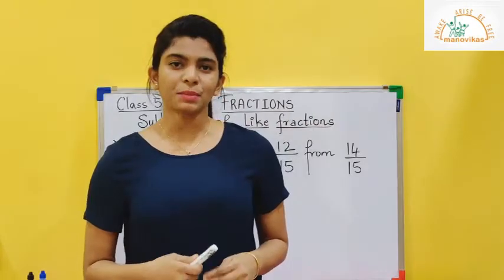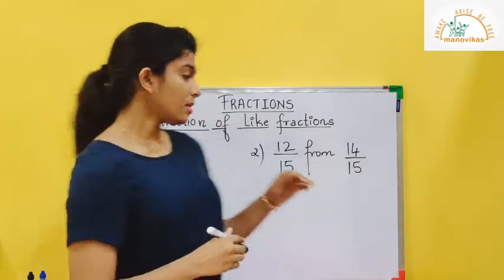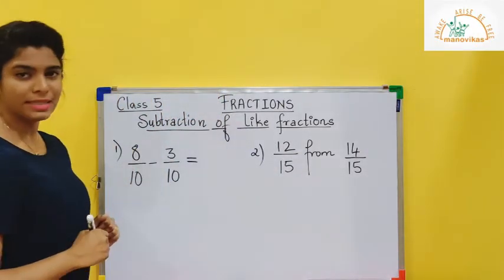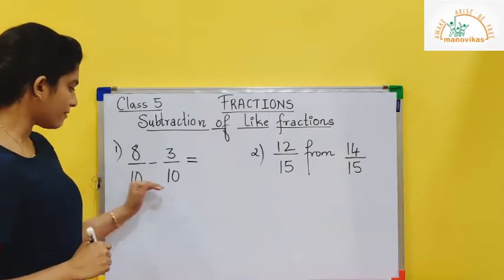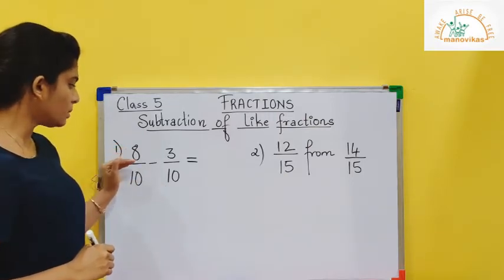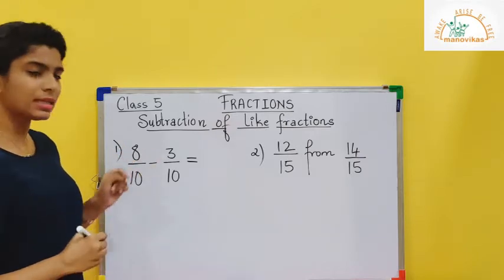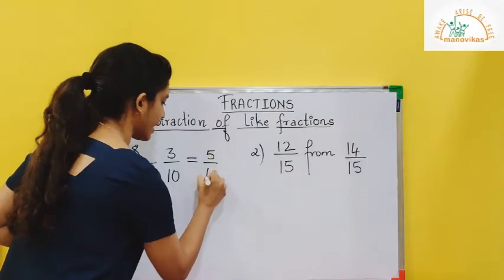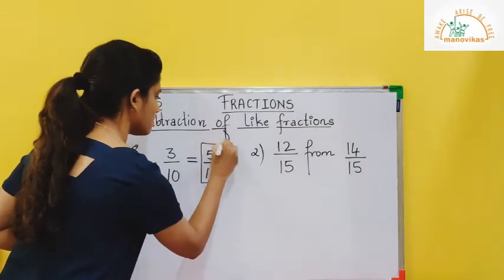Now let's learn to do subtraction of like fractions. Here are two examples. 8 upon 10 minus 3 upon 10. If you see here we have the same denominators, that is 10. We have to do the subtraction of the numerators. So 8 minus 3 is how much students? It is 5. So 5 upon 10 is the answer.